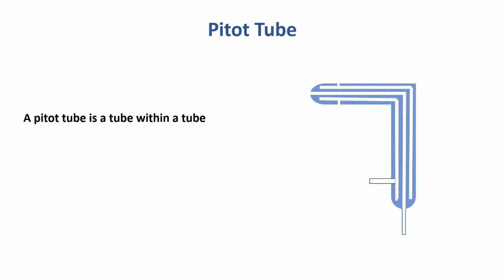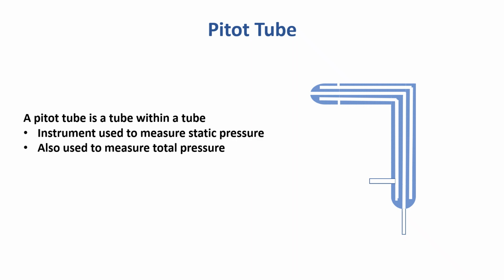A pitot tube is a tube within a tube, an instrument used to measure static pressure, also used to measure total pressure. To measure total pressure, the airflow must go directly into the pitot tube in the direction of the flow. To measure static pressure, the air will enter the outer tube through the equally spaced openings.